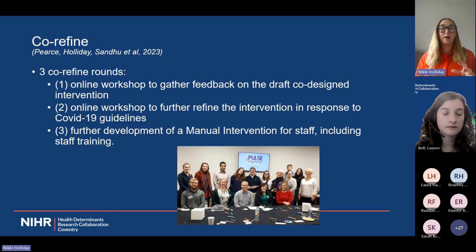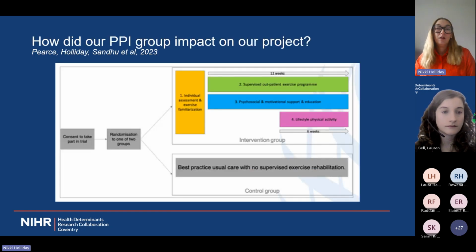And based on feedback, we co-designed and co-refined a manual for staff with staff training to really make sure that they understood the psychological background to getting people into increasing their activity levels and dealing with that tailored support for people based upon their abilities. So how did involving people in these teleconferences and co-creation workshops impact on our project? Well, in a relatively short amount of time, we got to a designed trial and intervention.